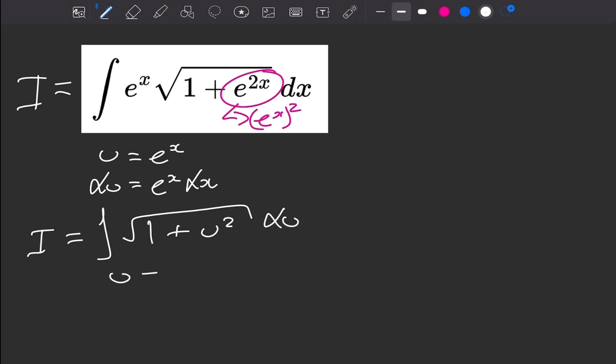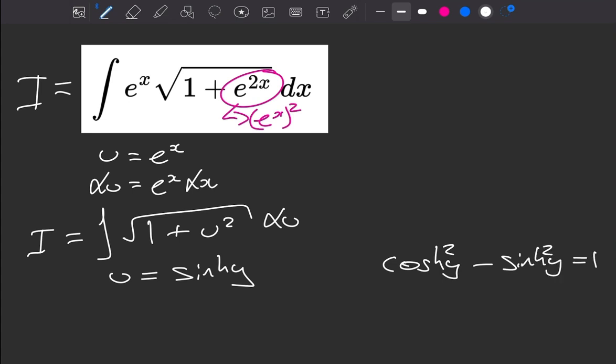We'll say u is equal to sinh of y. The reason we're doing that is because of the hyperbolic trig functions and their identities. We have cosh squared y minus sinh squared y is equal to 1. So if you add sinh squared y over, we know that that's going to be cosh squared. So this entire bracket will simplify down to simply be cosh.